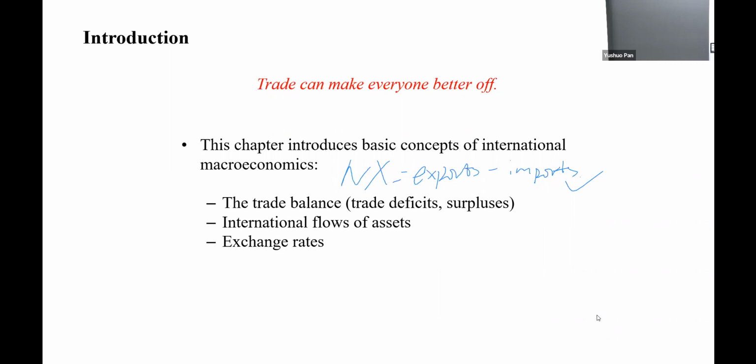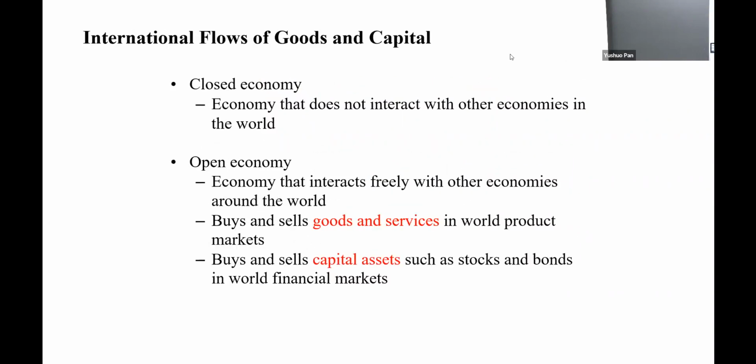The new materials in this chapter are the international flows of assets and the exchange rate. We are going to learn these two today, basically three topics. Let's have a brief review of the closed economy. It's the economy that doesn't interact with other economies in the world. And the opposite is the open economy, an economy that interacts freely with other economies around the world.